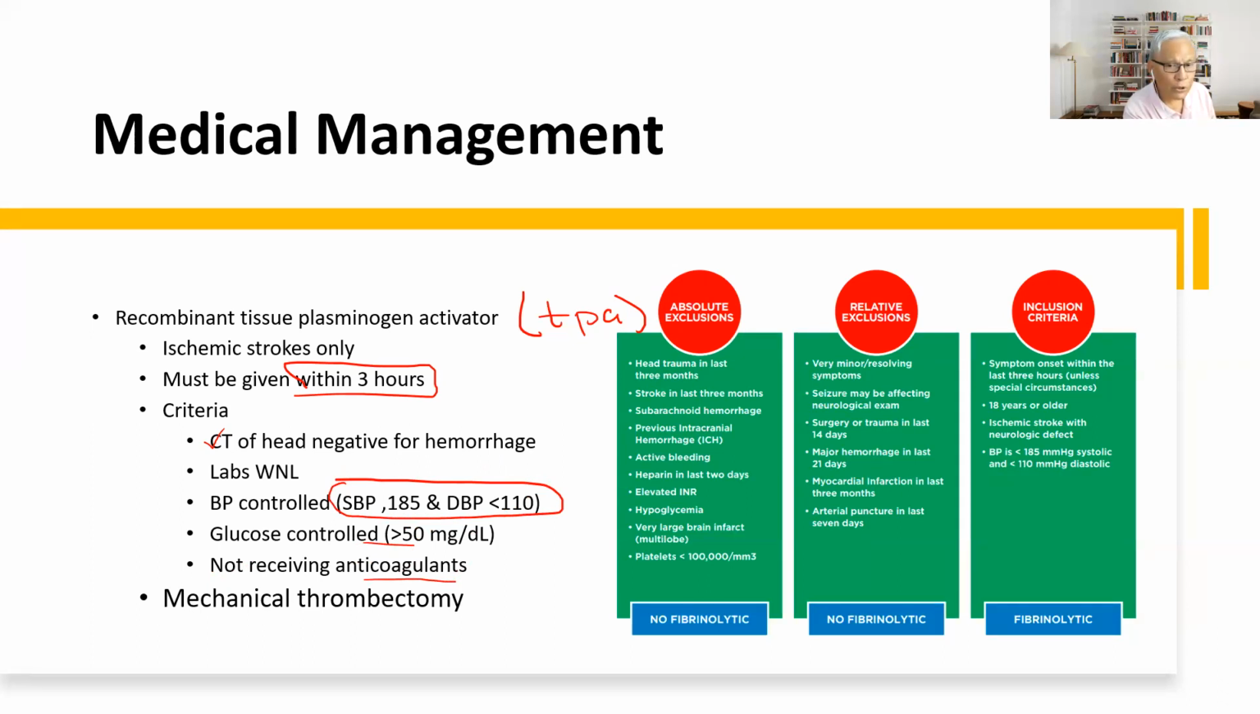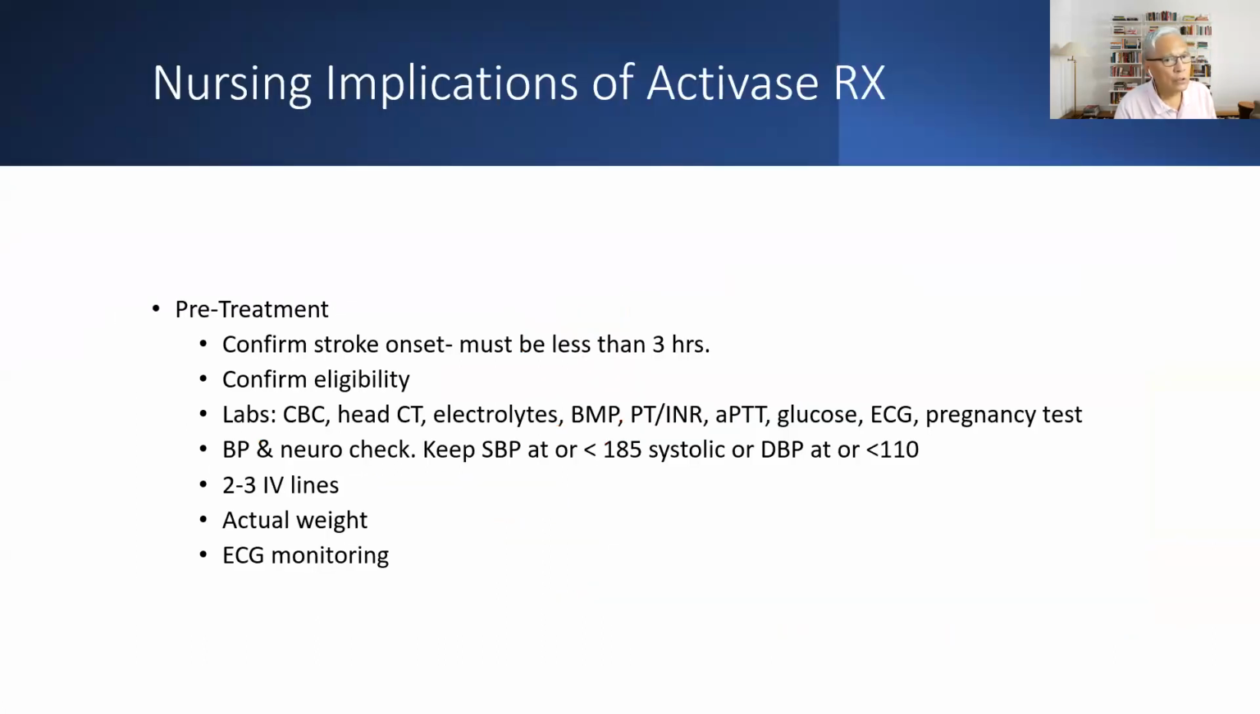Okay. The other way in which we could treat stroke is to mechanically go to that artery and remove the obstruction that is occurring. And that is what's known as mechanical thrombectomy. So these are the important ones that I listed right over here as far as the management of ischemic stroke is concerned.